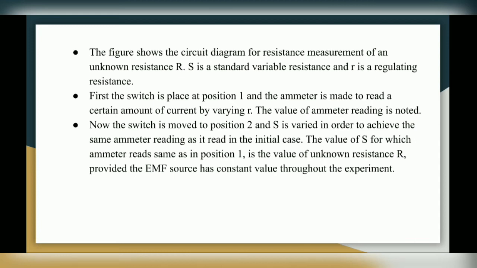First, the switch is placed at position 1 and the ammeter is made to read a certain amount of current by varying R. The value of the ammeter reading is noted. Now the switch is moved to position 2 and S is varied in order to achieve the same ammeter reading as it read in the initial case. The value of S for which the ammeter reads the same as in position 1 is the value of the unknown resistance R, provided the EMF source has a constant value throughout the experiment.